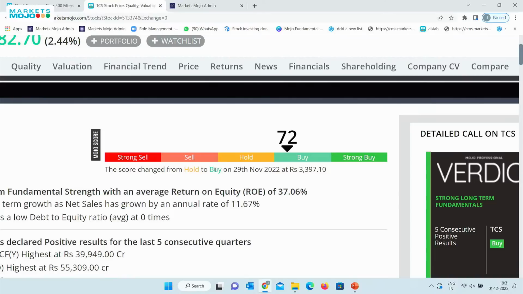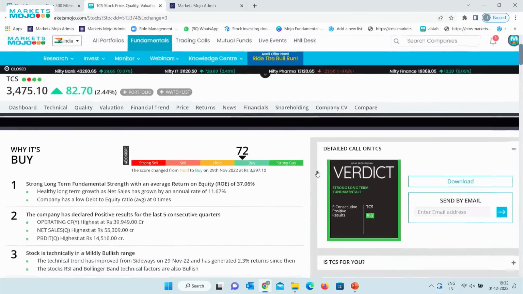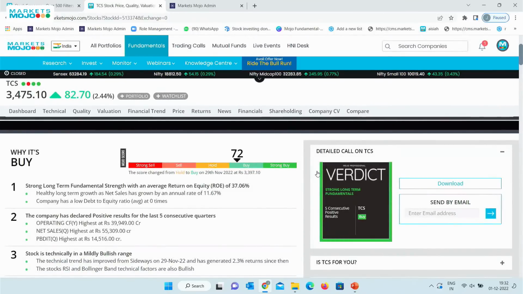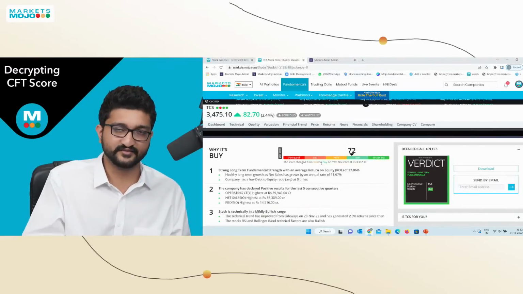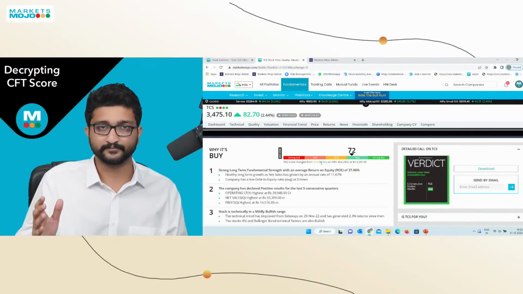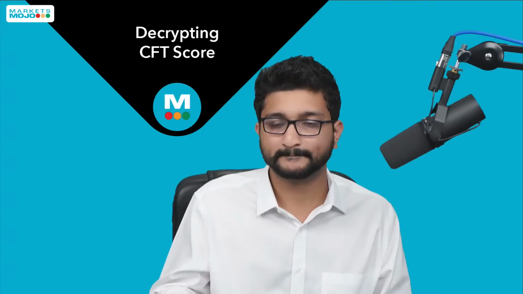You can see here the score has changed from hold to buy, on 29 November, 2-3 days ago, at this particular price. So we don't have a trend chart as such, but we've now started giving you the previous score of the stock over here. So you can understand, okay, the stock has come from strong buy to buy, it's facing some pressure, or from hold to buy, and so on and so forth.